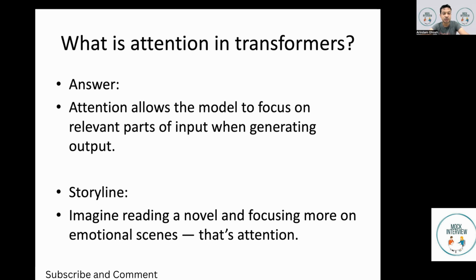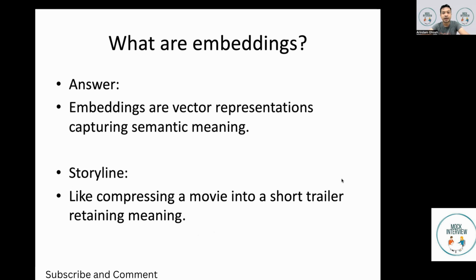Next question. What is attention in transformers? Attention allows the model to focus on relevant parts of input when generating output. Storyline: imagine reading a novel and focusing more on emotional scenes. That's attention. Next question. What are embeddings? Answer: embeddings are vector representations capturing semantic meaning. Storyline: like compressing a movie into a short trailer. A short trailer is made from the movie, retaining the meaning of it. So in the trailer also it means something.